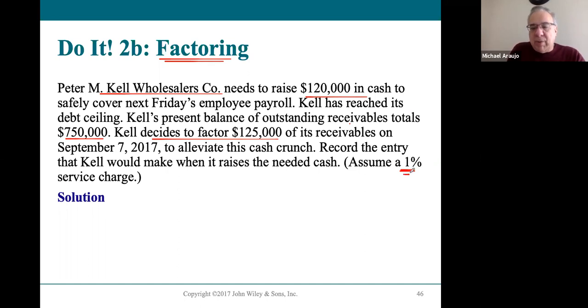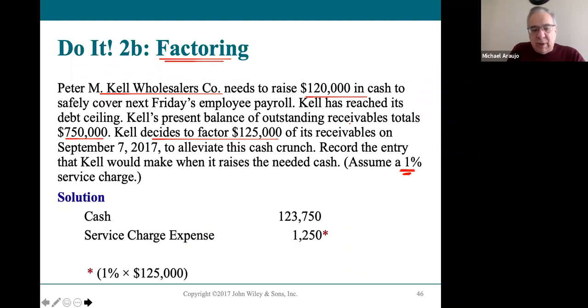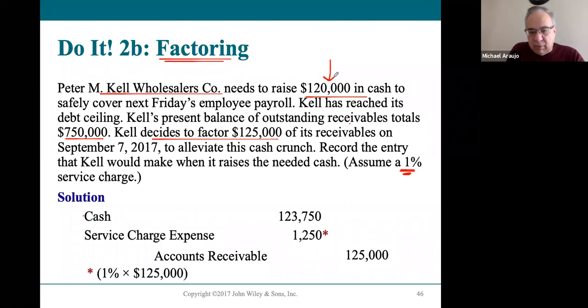Again, they're going to pay a 1% service fee for that sale. So what's it going to look like on their books? Well, they're going to receive $123,750 of cash, which is more than enough to cover their payroll, right? But they're going to have to record a service charge expense, which is 1% of the sale of their receivables. And of course, those receivables are now off the books. They have sold those to the factor. Okay.